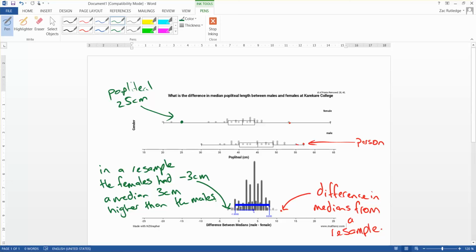How do I know that it's females bigger than the males at -3? Well, under here is where it tells me that information. That's not a hyphen just there, that's actually a takeaway. So, to get a negative value, our female median would have to be bigger than our male median. So we took a resample, we took the male median and the female median, and we said male median take away female median, that is the difference in medians for that resample.